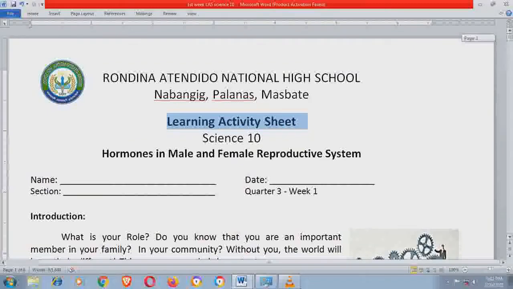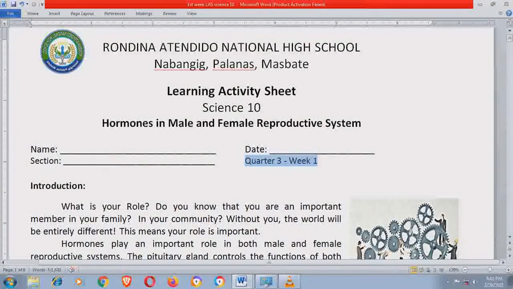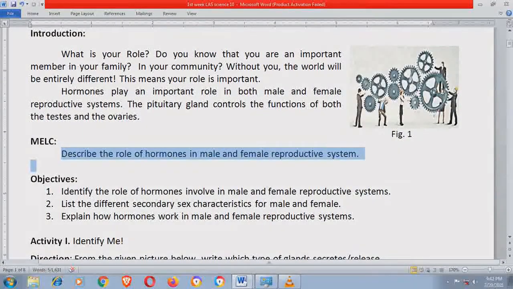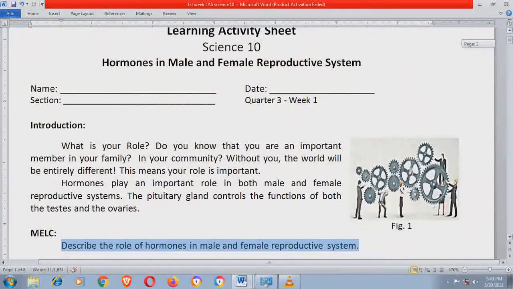Now, LAS is this one, the first quarter 3, week 1. So the title of this learning activity sheet is Hormones in Male and Female Reproductive System. So this one came from the most essential learning competencies. So the MELC is describe the role of hormones in male and female reproductive system. So the supposedly outcome for this learning activity sheets is for the student to describe the role of the hormones in male and female reproductive system.